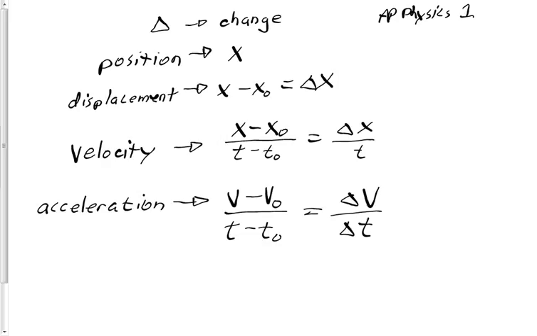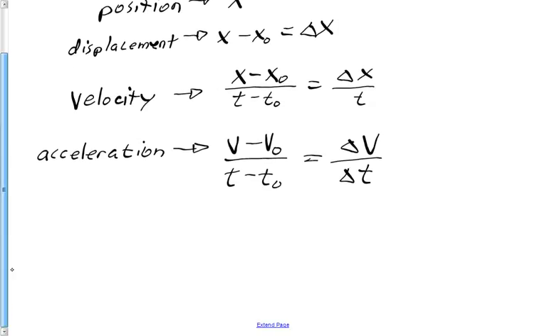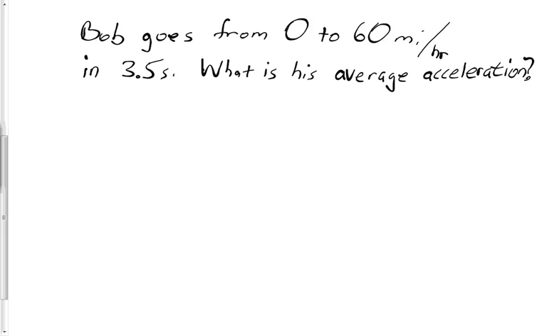All right, so let's look at a relatively straightforward example of how to use one or two of these equations. So let's say that I have an example. In fact, give me a second, I'll write it out. All right, so here's an example. Bob goes from 0 to 60 in 3.5 seconds. So he's got a fast car. He's got some sort of hyper fast car. What is his average acceleration?